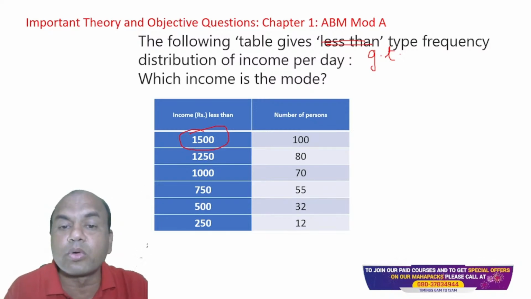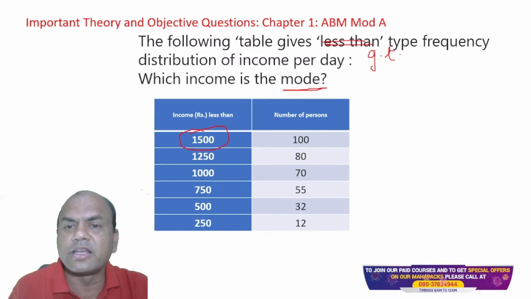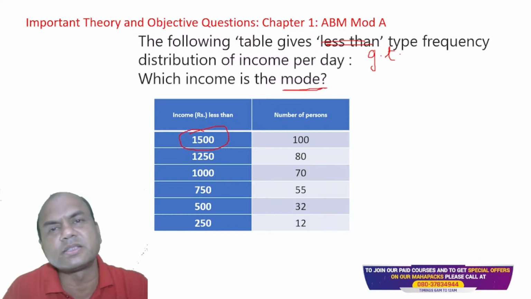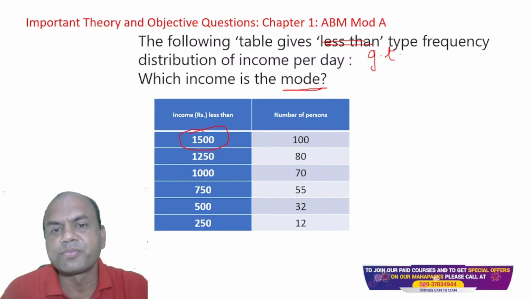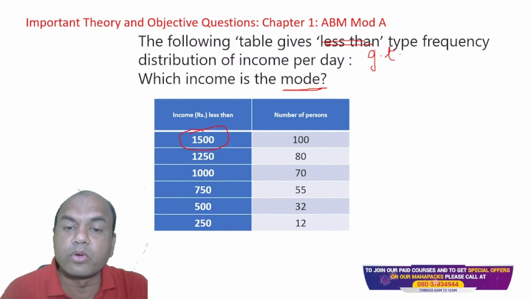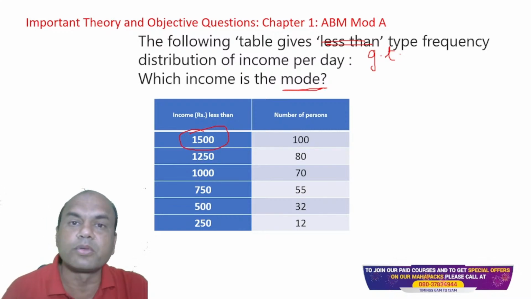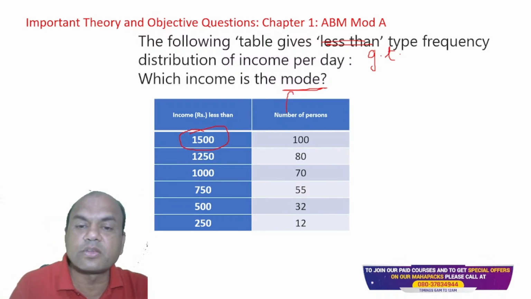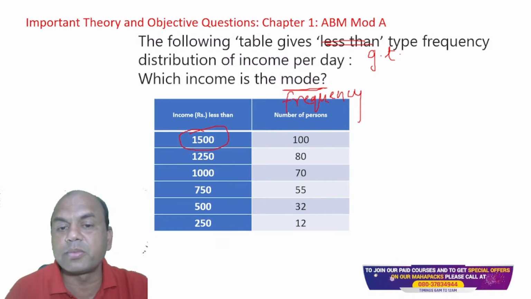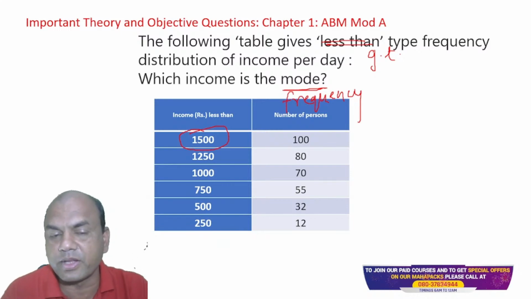What is the income mode? Now the question is different. Let it be less than or greater than, it hardly matters. The question over here is what is the mode? Mode means what? Firstly, understand the meaning of mode. This is known as frequency. How many persons are having income of 1500? How many persons are having income of 1250? And so on.